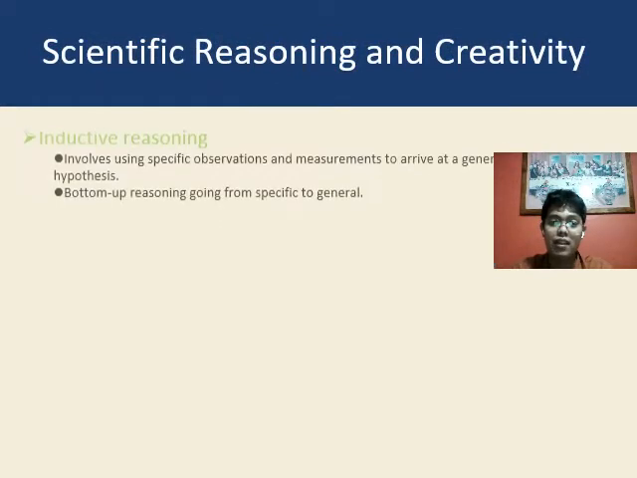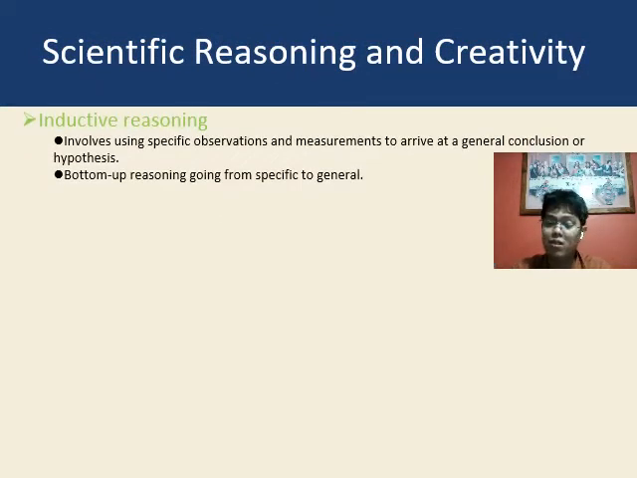Now in science, there are two types of reasoning. First is the inductive reasoning. It involves using specific observations and measurements to arrive at a general conclusion or hypothesis. It is a bottom-up reasoning going from specific to general. For example, based on years of results from biologists, they have arrived at a conclusion that all organisms are made of cells. So that's an example of inductive reasoning.